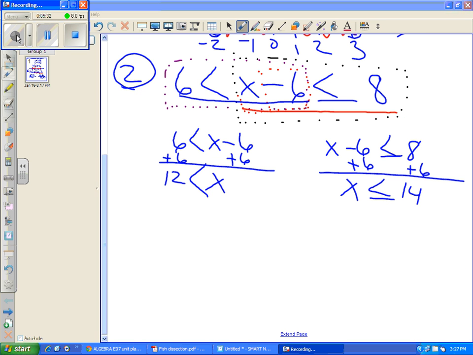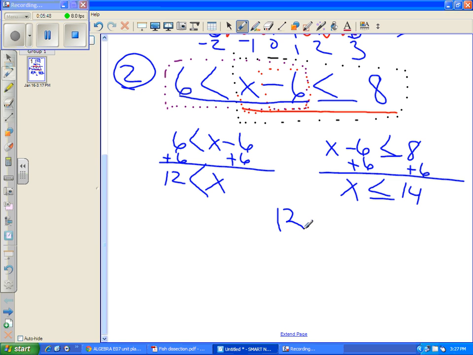Okay, now we need to combine these two, because we need to show that x is greater than 12 and x is less than or equal to 14. The way we do that is we put the x in the middle. 12 is less than x, and x is less than or equal to 14.